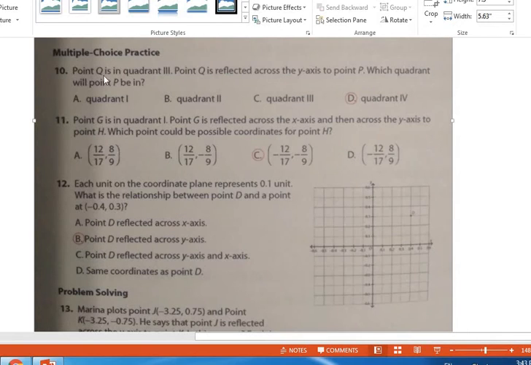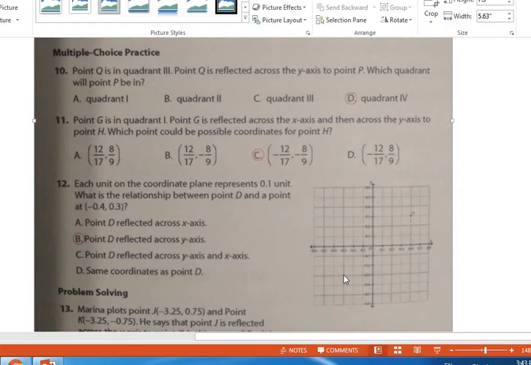Here he asks me to know that point Q is in quadrant 3. I start with the right: 1, 2, 3. Okay, assume point Q is reflected across the y-axis to point P. Which quadrant will point P be in?